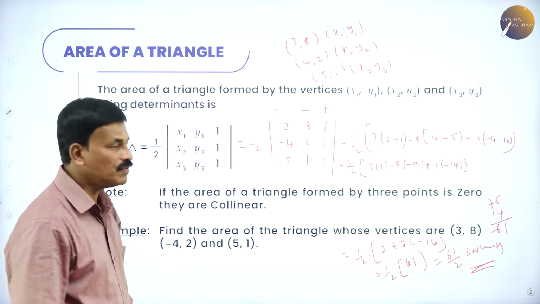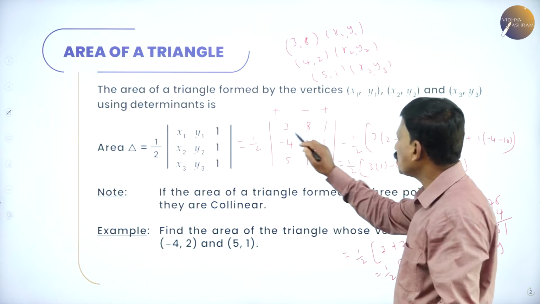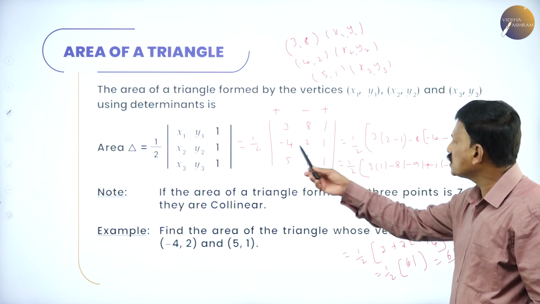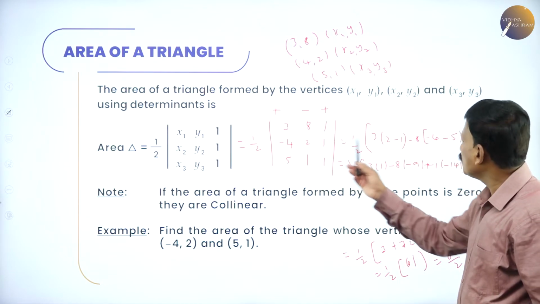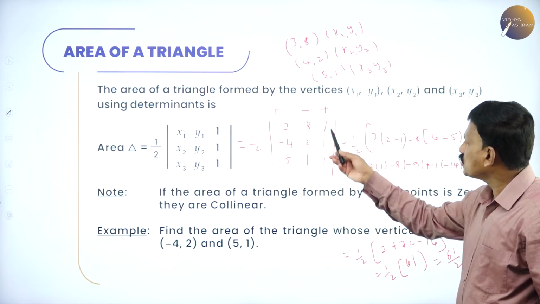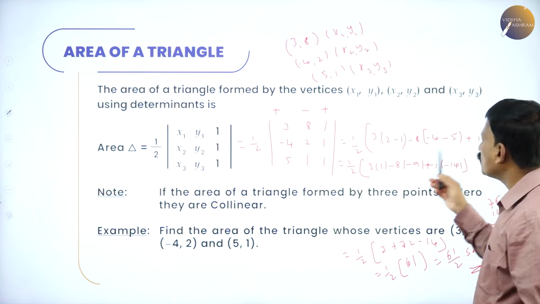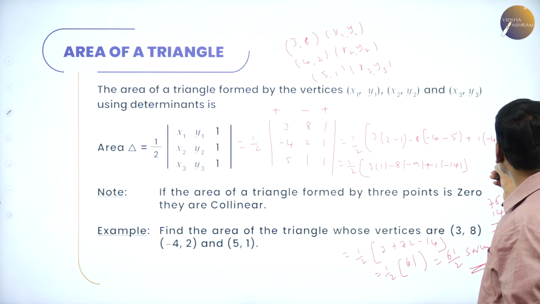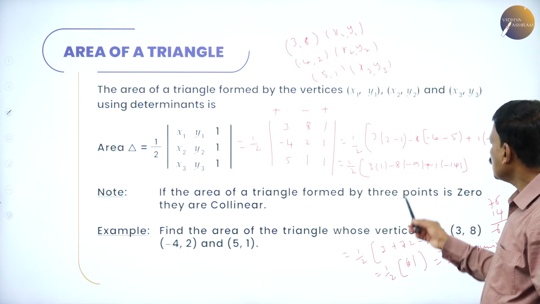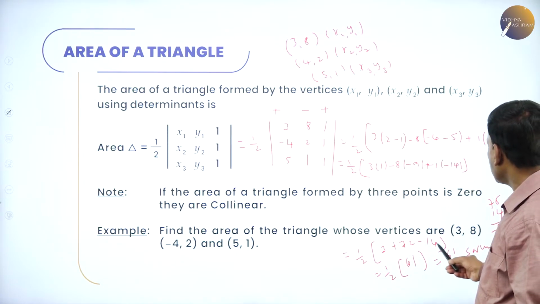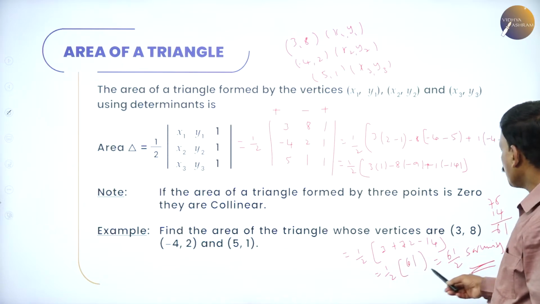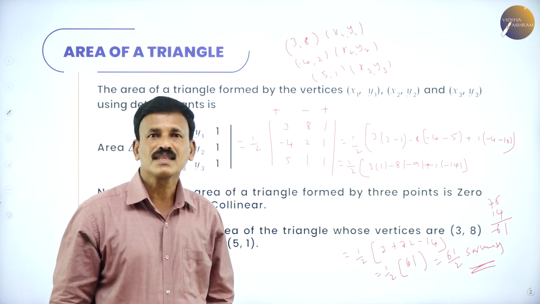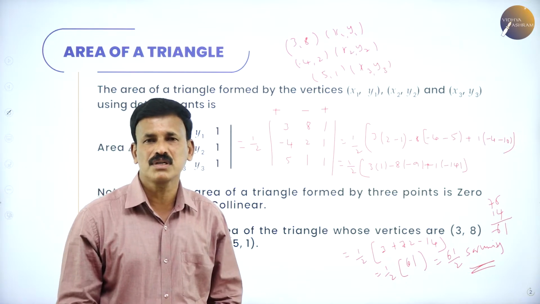Now expand with respect to the first row. Half into 3 into, delete the row and column containing this. So 2 ones are 2 minus 1 is 2 minus 1. -8 into, this is gone, -4 into 1 is -4, -5 into 1 is 5, plus 1 is gone, this row and column is deleted, -4 into 1 is -4, 5 twos are 10, 2 minus 1 is 1, -4 minus 5 is -9, -4 minus 10 is -14. 3 into 1 is 3, 9 into 8, 72, plus into minus, -14, 72 plus 3, 75 minus 14 is 61. Therefore the required area of the triangle is 61 by 2 square units. That's all. This is the simple concept.